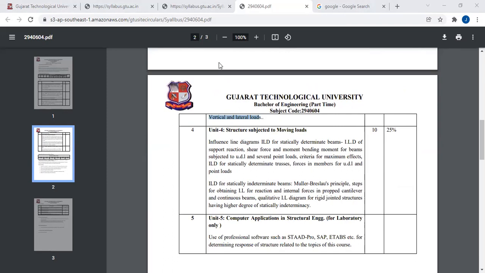Next, the last topic is again one of the important topics, structures subjected to moving load. So suppose we are considering a bridge kind of structure. In a bridge kind of structure, if any vehicle moves from one location to another location, in that case, can we predict the normalized condition for shear force and bending moment, like if you have a simply supported beam subjected to a central point load? In that case, your bending moment diagram will be WL/4.